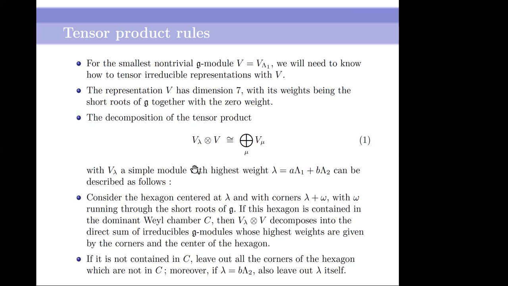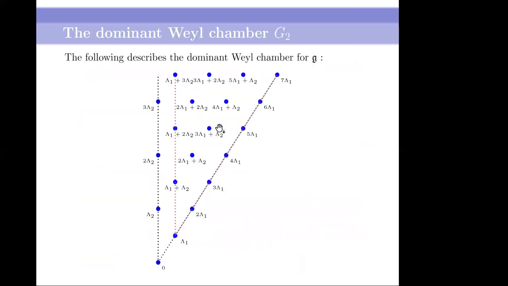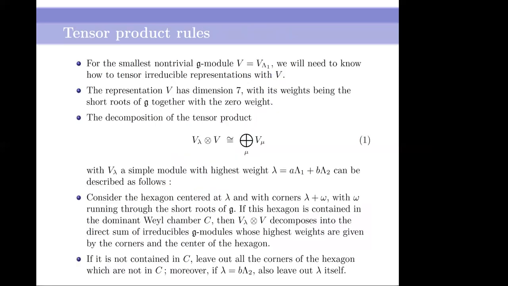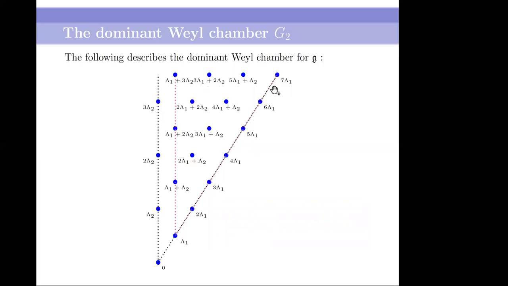We would like to have a decomposition of the tensor product where V lambda is a simple module. I will describe this decomposition in the diagram. If lambda is in one of those blue dots in the middle, then the weights that occur in the decomposition will be the corners of the hexagon centered at lambda and the center of the hexagon as well. And if lambda is on one of those red lines, then in this case one corner of the hexagon is missing, and in this case two corners are missing.